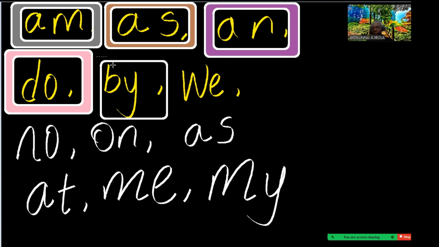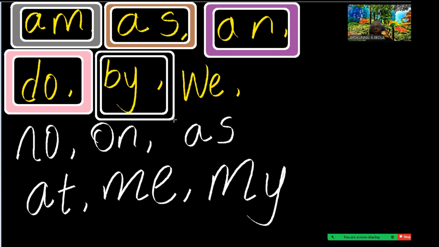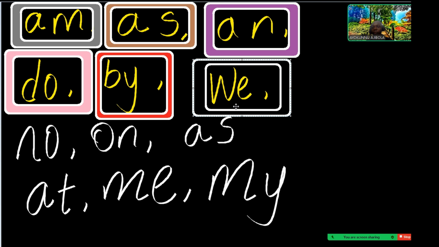Ogo, what's the next word? What do you call it? By and we. Okay. That's good. Let's see. This is by. And what do you call the next one again? We. Okay. That's good. That is we.